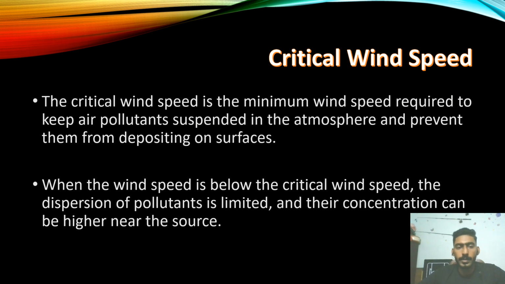For critical wind speed, the critical wind speed is the minimum wind speed required to keep air pollutants suspended in the atmosphere and prevent them from depositing on surfaces. When the wind speed is below the critical wind speed, the dispersion of pollutants is limited and their concentration can be higher near the source.